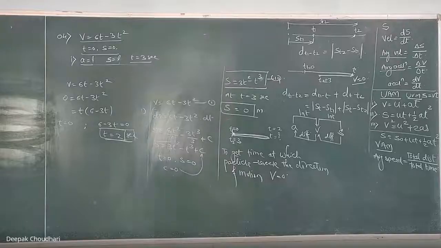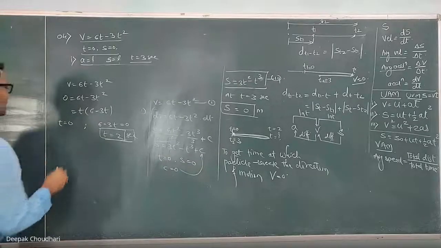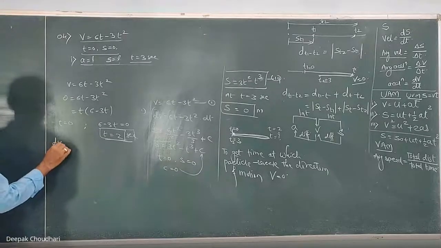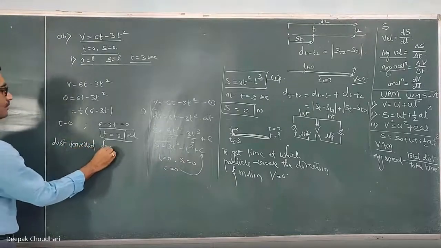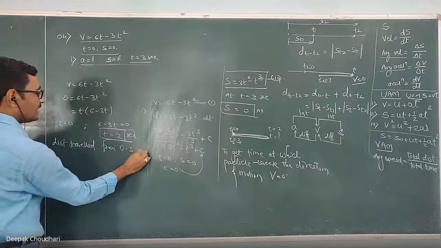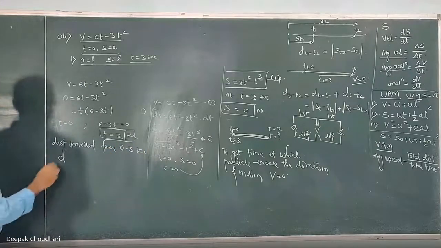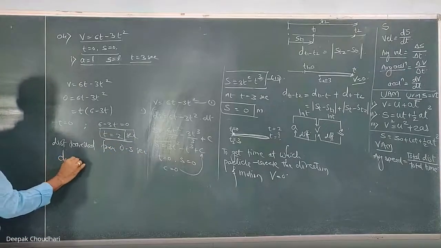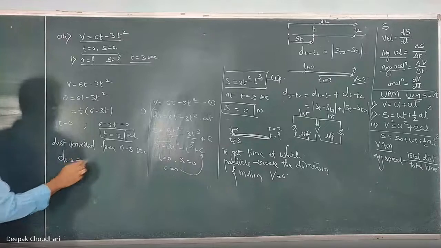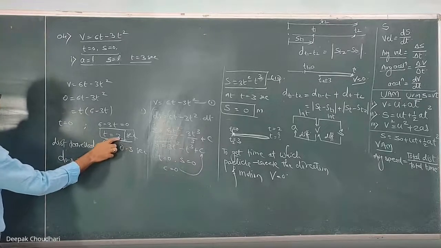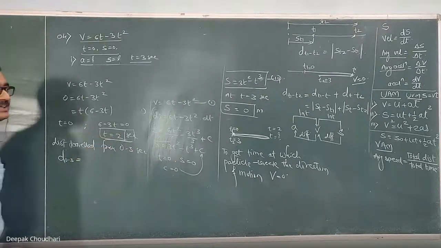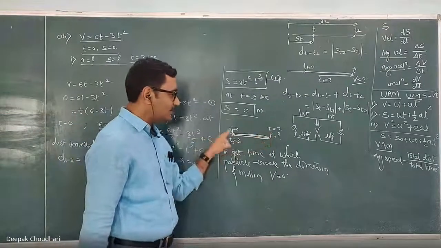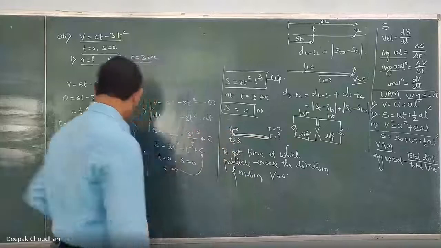Now tell me how we can calculate the distance traveled by the particle from 0 to 3 seconds. So I am denoting it by d from 0 to 3 seconds. क्या करना पड़ेगा? 0 to 3 सेकंड के बीच में at t equal to 2 सेकंड, the particle reverses the direction of motion. मतलब मुझे ये टोटल इंटरवल दो पार्ट में स्प्लिट करना पड़ेगा.